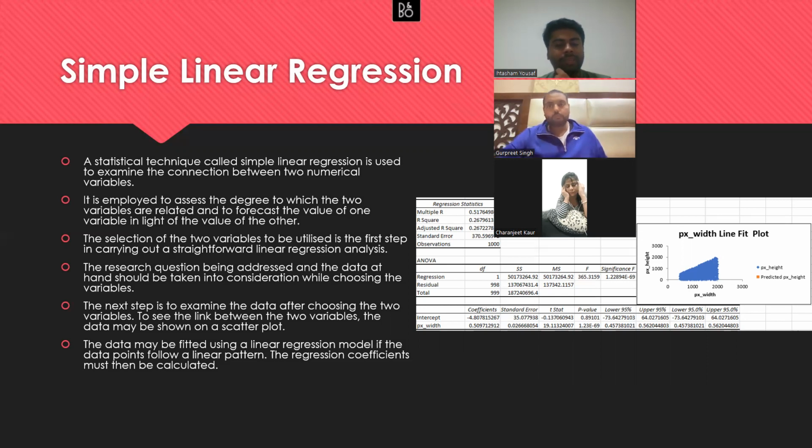The next step is to examine the data after choosing the two variables. To see the link between the two variables, the data may be shown on a scatter plot. You can see the plot on the right hand side as well. The data may be fitted using a linear regression model if the data points follow a linear pattern. The regression coefficients must then be calculated.